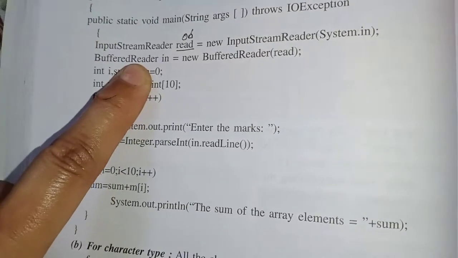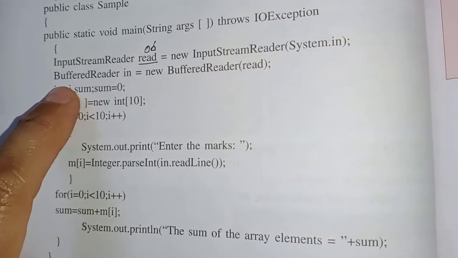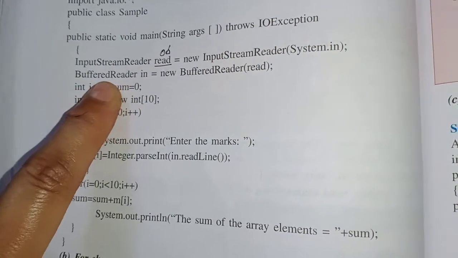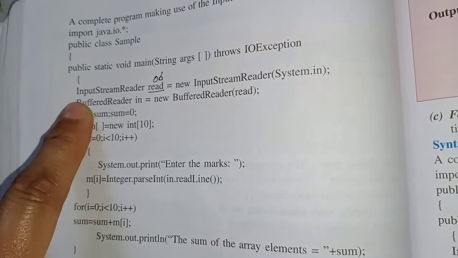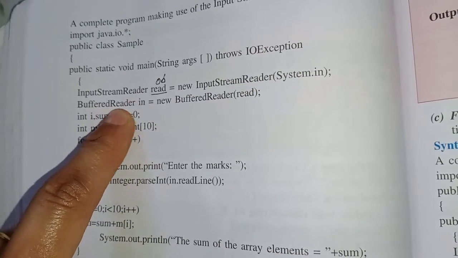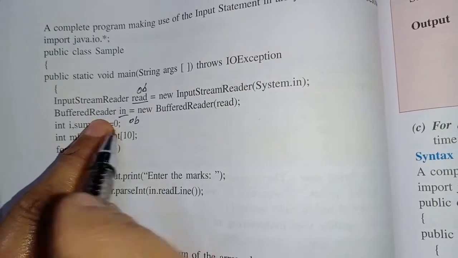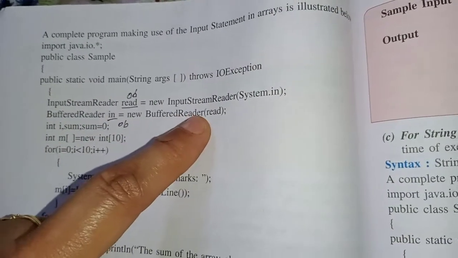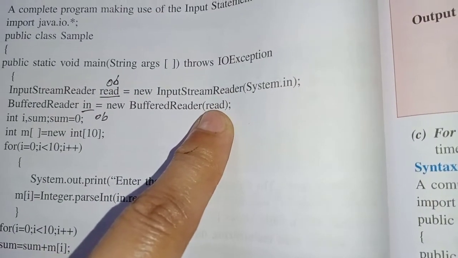Then BufferedReader, also one class, and write the name together without space. B of Buffered should be capital, R of Reader should be capital. Then in is also, in the same way, an object of the class BufferedReader, is equal to new BufferedReader. Then read, this object of InputStreamReader, will be used in the last.